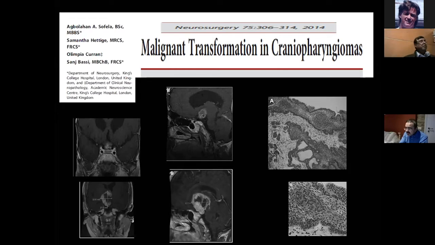Embryologically it is there. Can they turn malignant? Of course. So we have to stop thinking of craniopharyngiomas as benign. We have to stop thinking of meningioma as benign. In the brain, there's nothing called benign. All are aggressive, all can be fatal if you don't treat them well. So they can turn malignant, and this is histologically proven.